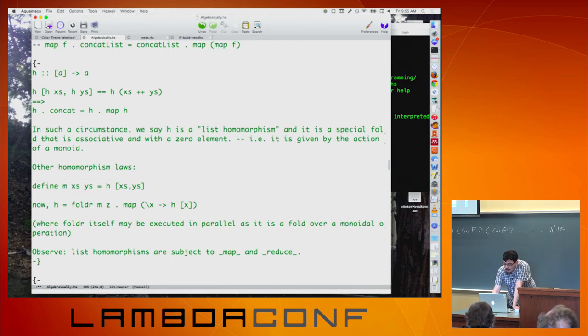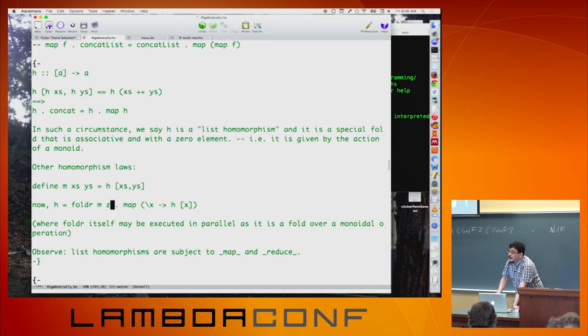We define our monoidal operation, the carrier of this, as just: if you give me a list of x's and y's, and I apply the list homomorphism to this pair, that gives me a pairwise operation. And that pairwise operation is going to obey the monoid laws. And now I have the theorem. If I have such a pairwise operation defined in that way, then I can take my list homomorphism and split it into a map component, which takes every element and applies the list homomorphism to the single element list. And then this is a fold R, but it can be really any sort of fold, including a parallel fold.